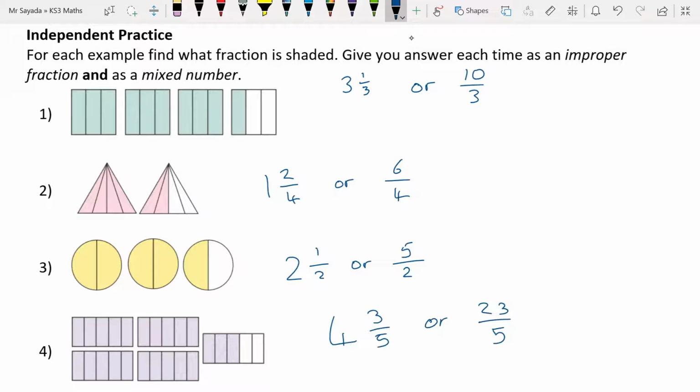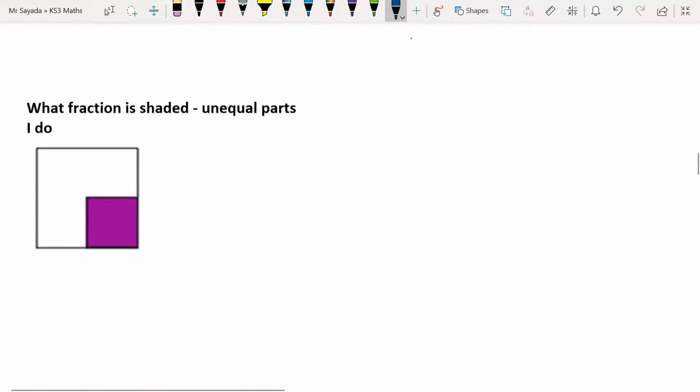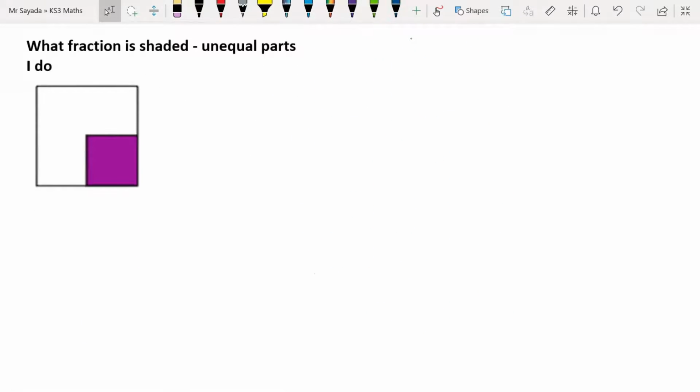Pause the video to mark and correct your work. Press play once you've marked and corrected it. You should have now marked and corrected your work. We're now going to have a look at this question here. So I'm going to do this question fully by myself.